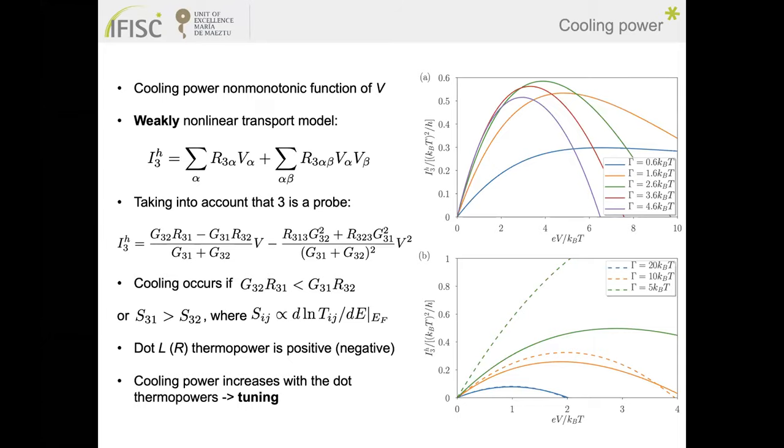I'm plotting the cooling power, the heat extracted through terminal three, versus the applied source-drain voltage. And you can see that there is a non-monotonic behavior. The reason is that when you increase the voltage, you increase the heat extracted from terminal three. But of course there is a limit, because if the voltage increases further, then you are injecting electrons which are quite hot, and eventually terminal three will be heated as well. So there is an optimal value for the voltage.